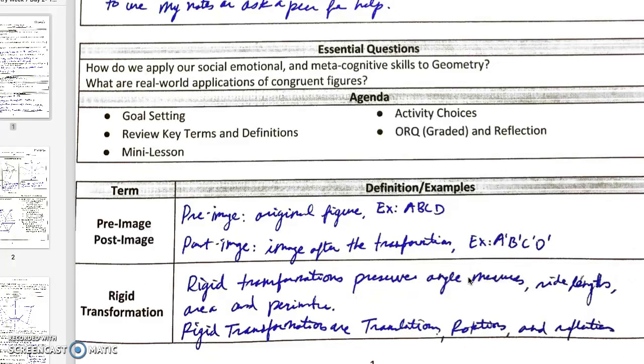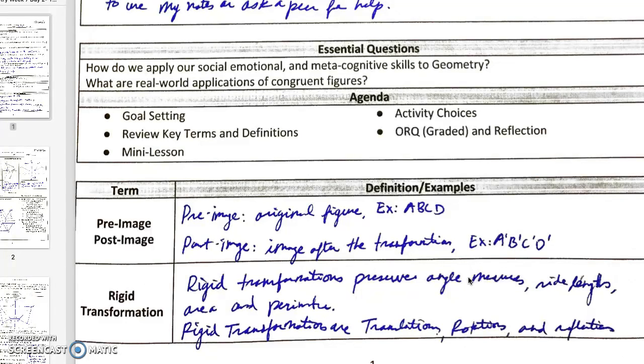Another key term that we have is a rigid transformation. And a rigid transformation, by definition, is a transformation that preserves angle measures, side lengths, area, and perimeter. And so all of the different transformations that we've been working on are rigid transformations. So that means our translations, our rotations, and our reflections are all rigid transformations.